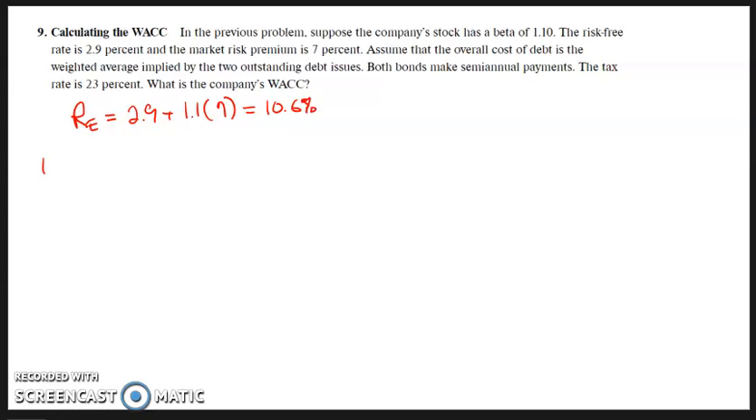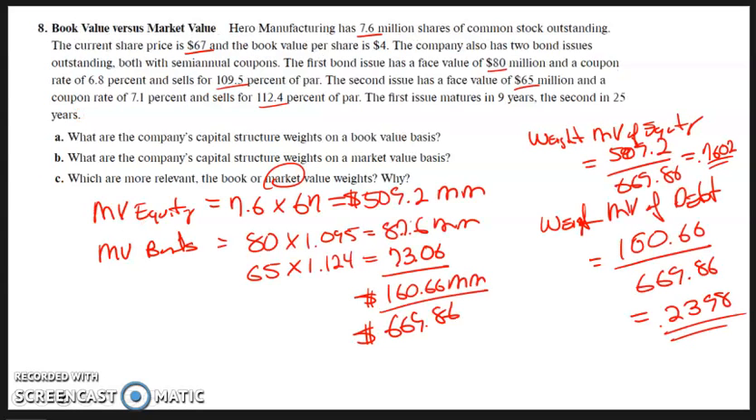So the first issue: N, PV, I/Y, payment, and future value. Go back to the previous problem. The first issue matures in 9 years, is a 6.8% coupon, and sells for 109.5% of par.